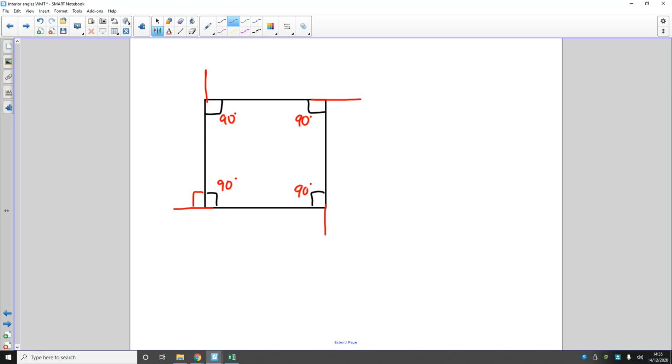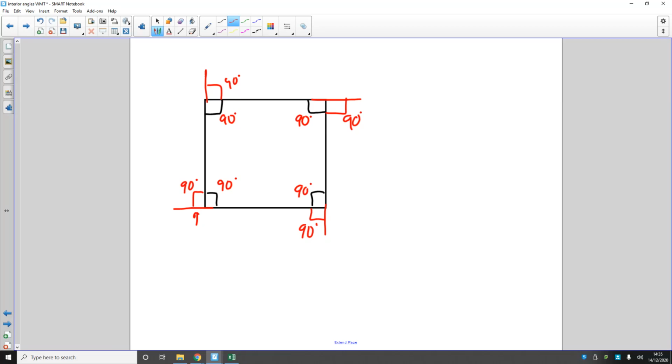So, if we have a look at this one that I've just extended and put the angle in here, we can see that it's on a straight line, and the two angles on that straight line there must add up to 180 degrees. So that exterior angle there is 90 degrees. This exterior angle here is also 90 degrees. This one is 90 degrees. And this final one is also 90 degrees.